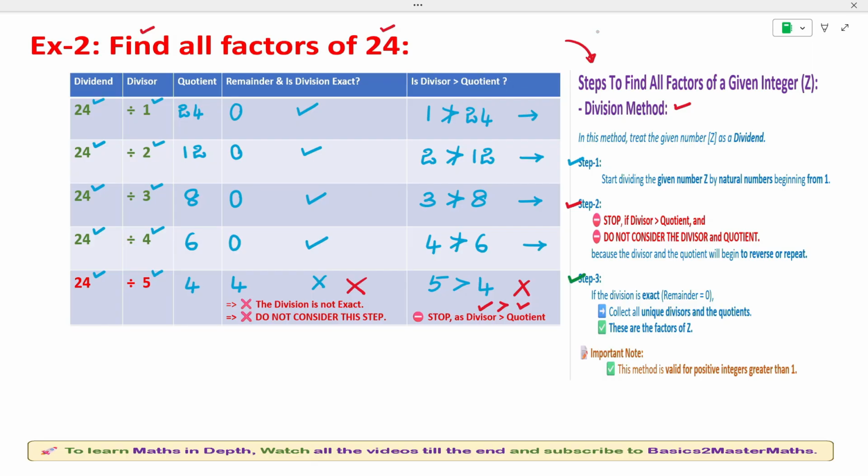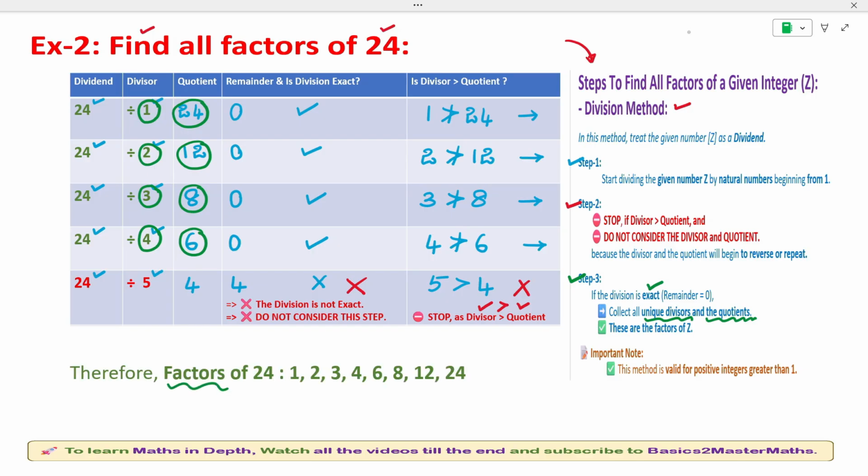Step 3. If the division is exact, collect all unique divisors and quotients. In this case, they are 1, 2, 3, 4, 6, 8, 12, and 24. Got it?